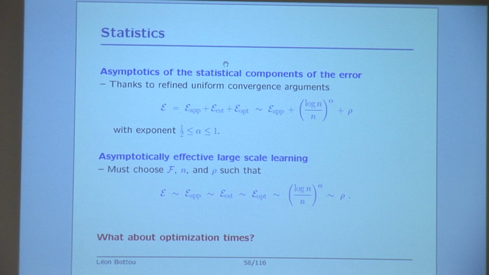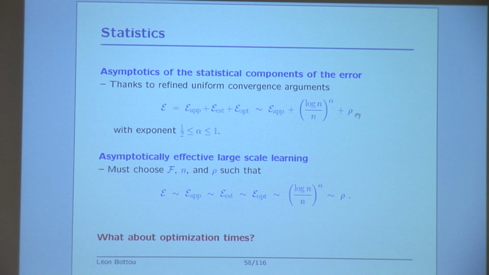And the argument was that the way to do it was to balance the various terms of the excess error. So there is the term that represents how much we lose because we search the optimum within a finite set of functions, how much we lose because we have a finite training set, and how much we lose because we don't optimize completely. And there are a bunch of results that are statistical in nature that show that this excess error has this kind of form.